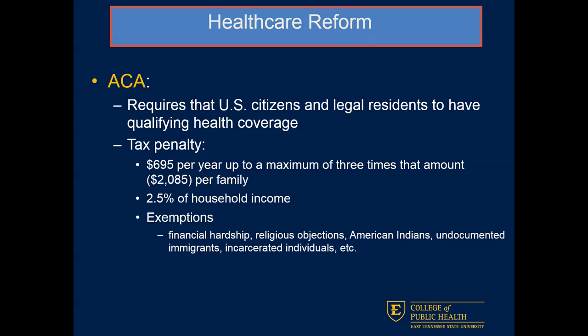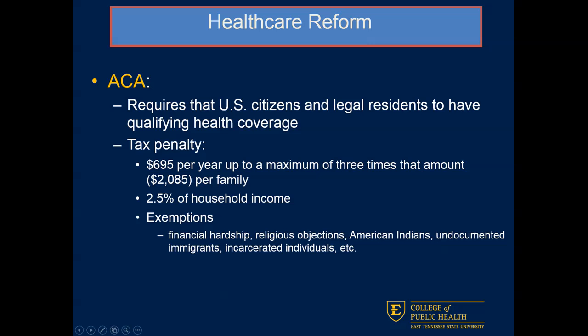The ACA has two main mandates that a lot of people are very familiar with, and it's a hot point for political discussion. And those mandates are the individual mandate and the employer requirement. So the individual mandate simply stating, unless you meet a certain set of criteria, every citizen and legal resident in the United States must obtain some type of health care insurance.